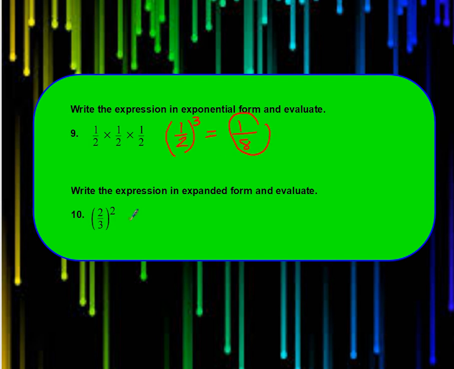And number 10, write this in expanded form and evaluate. So we have 2/3 being multiplied. Multiply across, and we get 4/9. I think that's it, guys. Head on back to the classroom.